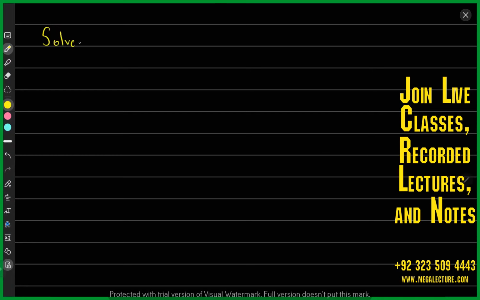The question says: solve cos x equals negative 0.7 for 0 degrees less than or equal to x less than or equal to 360 degrees. Please pay attention. This is what a trigonometric equation looks like. You have a trigonometric function and this is an equation.